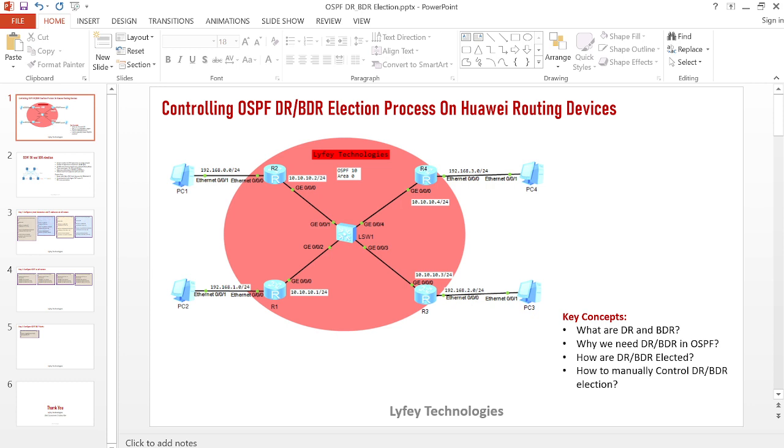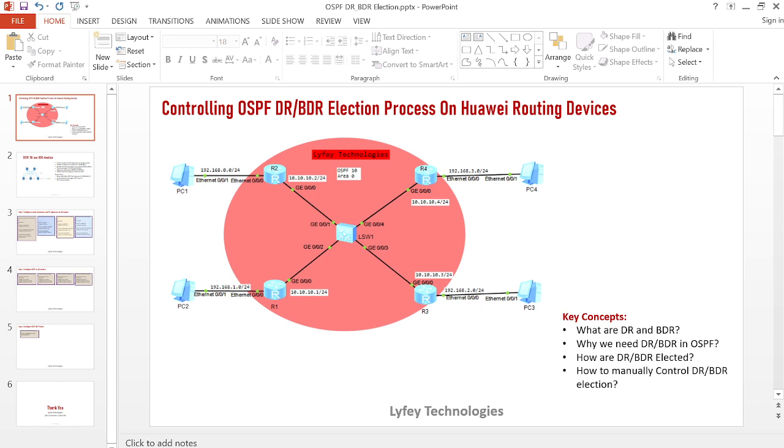This is a continuation of our Huawei Lab simulation series where I've been demonstrating how to implement different networking technologies or different networking protocols on Huawei routing and switching devices. So in today's episode, we'll be focusing on how to control the OSPF DR-BDR election process on Huawei routing devices.